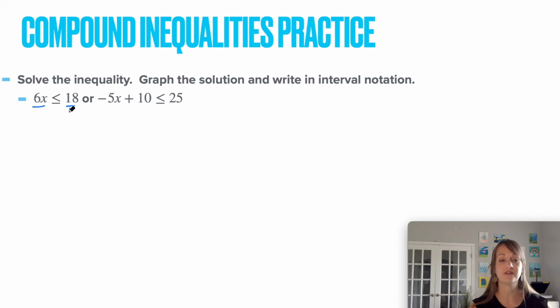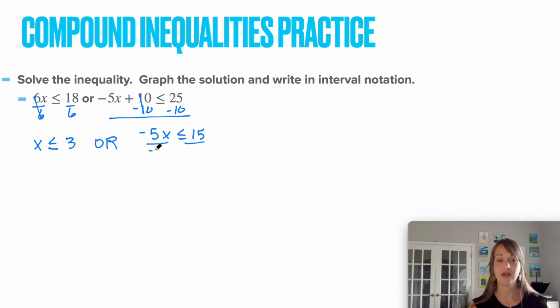So if I was to divide this by 6, I would get x is less than or equal to 3. Or, in this case, if I subtract 10 on both sides, I would get -5x is less than or equal to 15. And I would divide both sides by -5. And I would get x is greater than or equal to -3. However, I divided by a negative, which means I must flip the inequality.